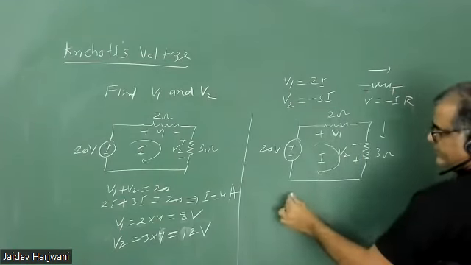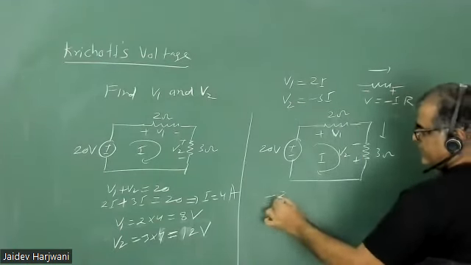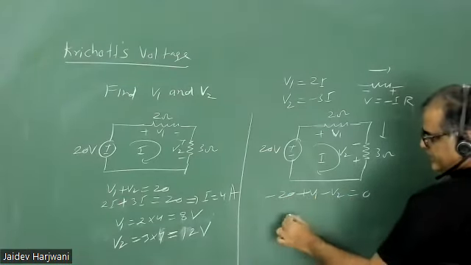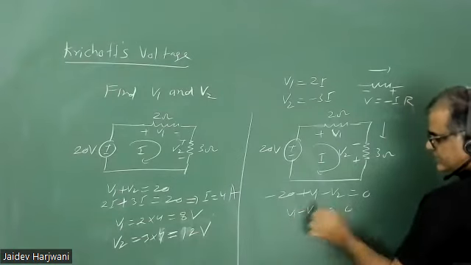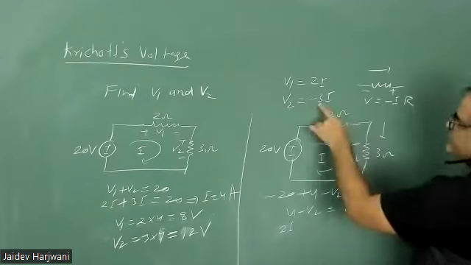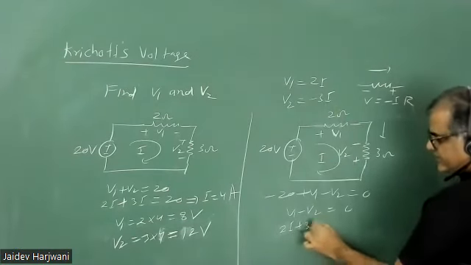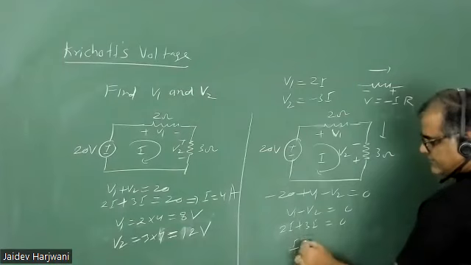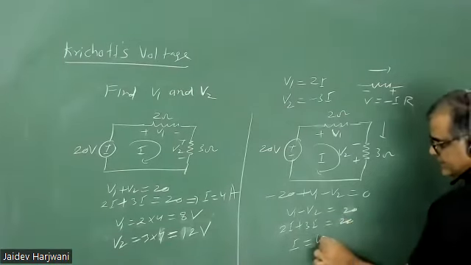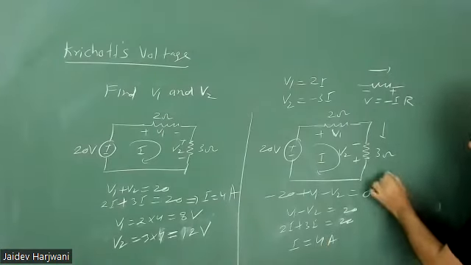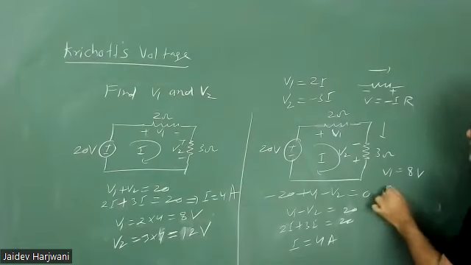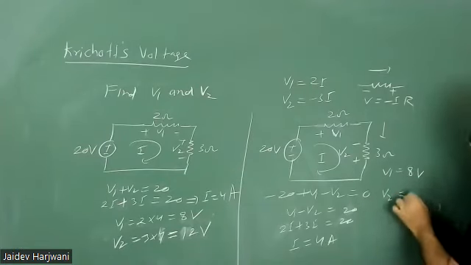Now again you can apply the same thing, KVL. So minus 20 plus V1 minus V2 equals to 0. So V1 is your 2I and this is your minus 3I, so 2I plus 3I equals to 20. Current again comes 4 ampere, but this time your V1 will be 8 volt and your V2 will be, how much? Minus 12 volt.